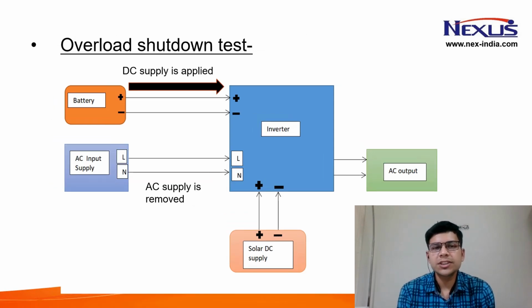Next, the overload shutdown test. As the name suggests, we will be operating the inverter under overload. So we will be overloading the inverter by applying a load which is greater than the rated load. We have to measure the output voltage of the inverter at overload, and we also have to measure the current drawn by the inverter from the battery at overload. Ideally, at overload the inverter goes to shutdown, so the output of the inverter should be 0.